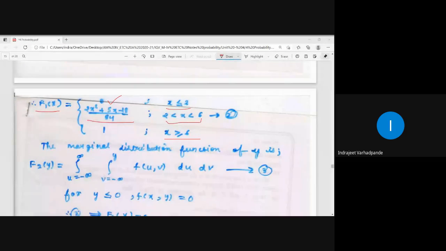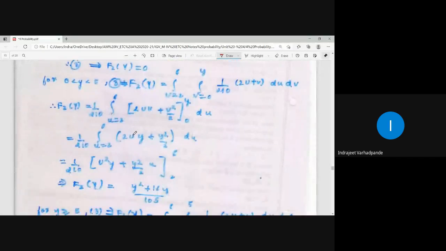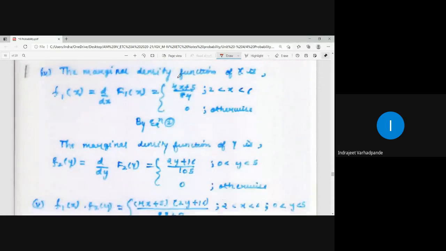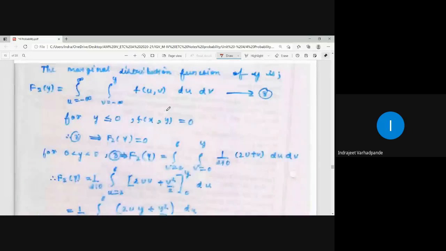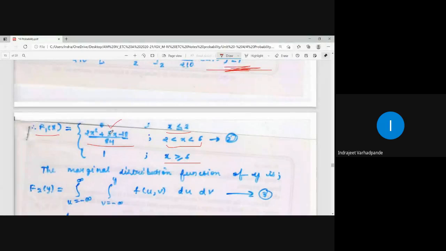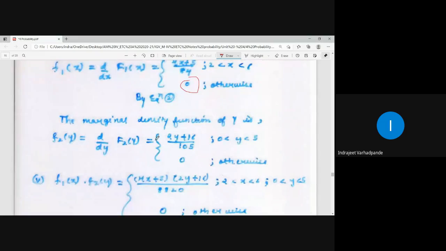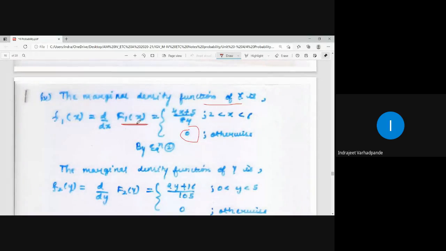Is this okay? Now immediately we can calculate the marginal density function. How is marginal density function for x? Marginal density function for x is obtained by taking the derivative. Constant के लिए derivative will be 0, and for this particular term 2x square plus 5x minus 18, the derivative will be 4x plus 5 upon 84. So marginal density function for the random variable x is 4x plus 5 upon 84.